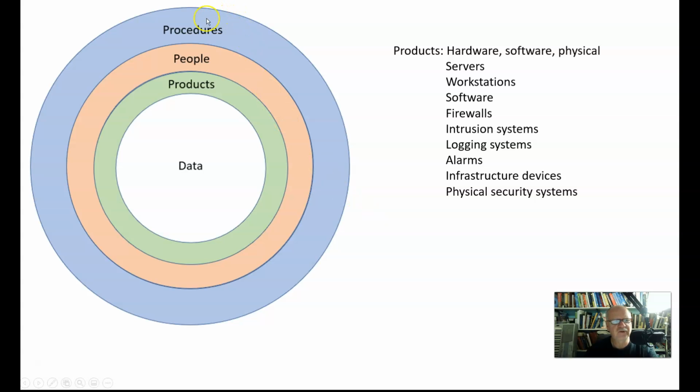So a person would actually have to get through the procedures and know the procedures, get through the people, and get through all these products in order to get down to this data. And again, that's why I made these concentric rings, because you would have to drill through this entire set in order to get down to the data and compromise it.